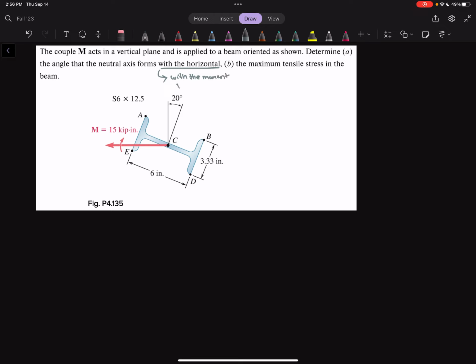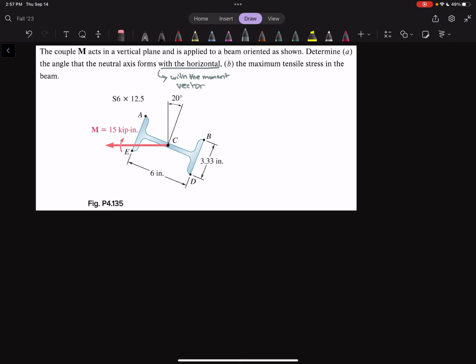vector. Now, I want you to understand what this vector means. See how there's a line like this and a line like this? Well, think about it. This is where your thumb points, and this is where your fingers of the right hand curl, right? So the plane will be perpendicular to the moment vector, the plane of bending. Now, this is not necessary to know for the problem. I just wanted you to understand that. And now, let's think about determining the angle of the neutral axis.